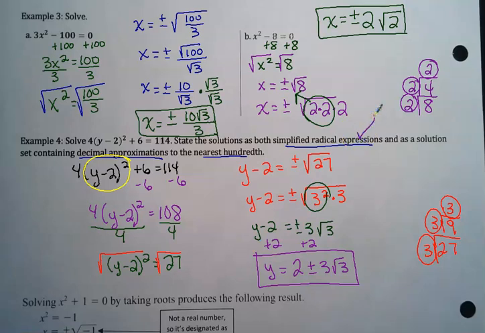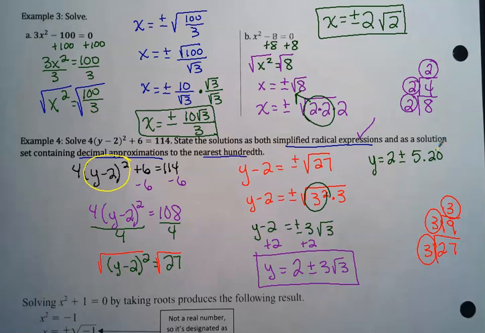Now you need to write it as a simplified decimal approximation to the nearest hundredth. Okay, so that just means you need your calculator and you need to put in 3 times the square root of 3 and press equal. When you do that in your calculator, you're going to get y equals 2 plus or minus 5.20, which is great. But now we need to actually put the answers there.